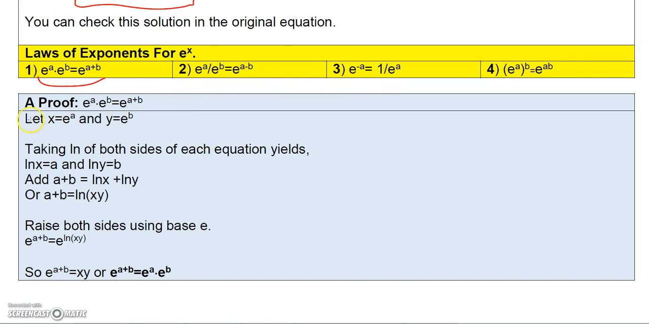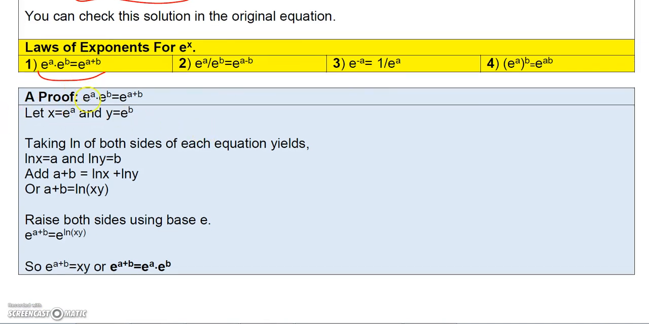So if you wanted to prove one of these, it's really not too difficult. Like if you wanted to prove that e to the a times e to the b equals e to the a plus b, then what we could do is we could let x equal e to the a and y equals e to the b. And then if you took the natural log of both sides here, you would get the natural log of x equals a. And if you took the natural log of both sides here, you'd get the natural log of y equals b. And then if you add a plus b together, you would get a plus b equals the natural log of x plus the natural log of y.